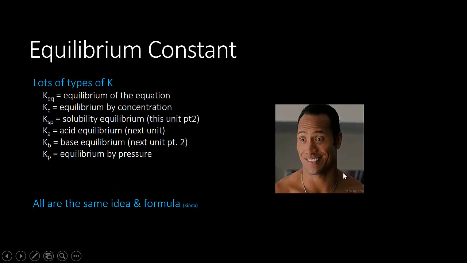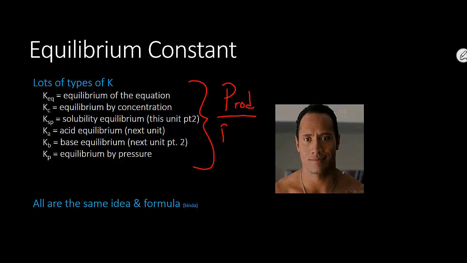And as I said, there are lots of different K values. Keq is what we will most often talk about, or what we're going to start talking about, the equilibrium constant for the equation, or Kc, the equilibrium constant based on concentration. At the end of this unit, we'll talk about solubility. In the next 2 units, we'll talk about Ka and Kb, which deal with weak acid and weak base equilibrium. Kp is explicitly used when dealing with pressures, so explicitly dealing with gases. They all denote the same thing. Every single one of them is the ratio of products to reactants.